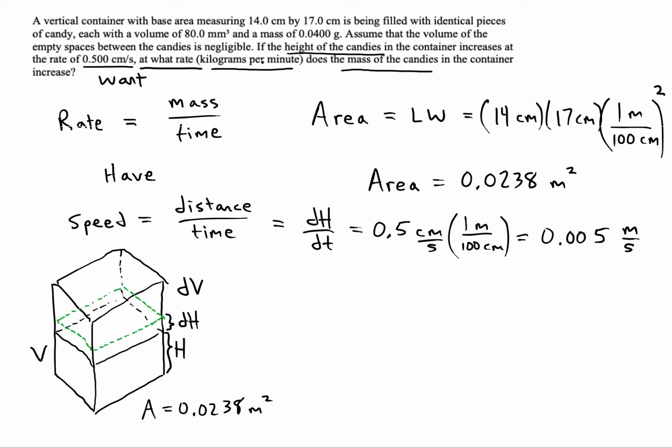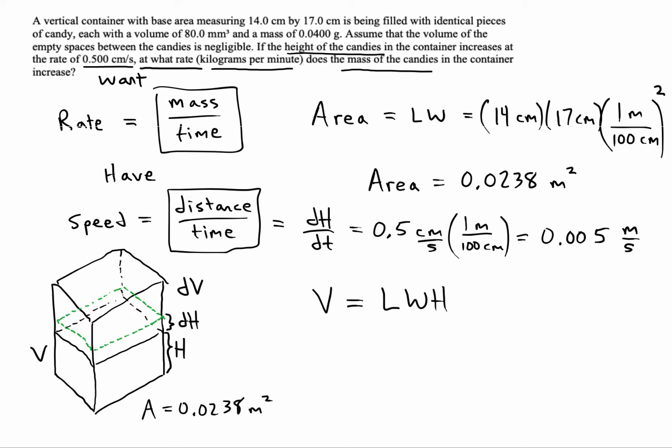All right, now they want to know the relationship between this and this. So we have a formula for the volume of candy in that thing, length times width times height. All right, so in calc what you would do is you would differentiate both sides. But the thing is that the length is going to be constant and the width is going to be constant, right? They're not changing, but the height is, and the volume is too.